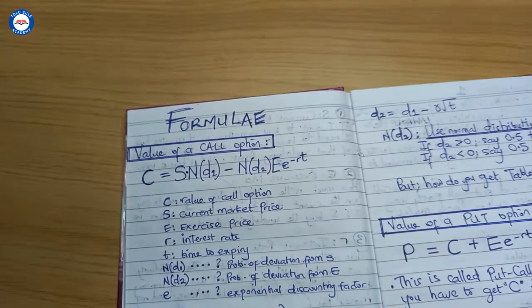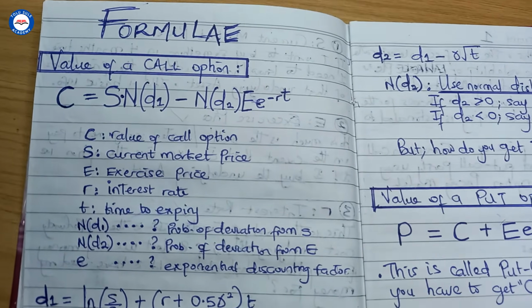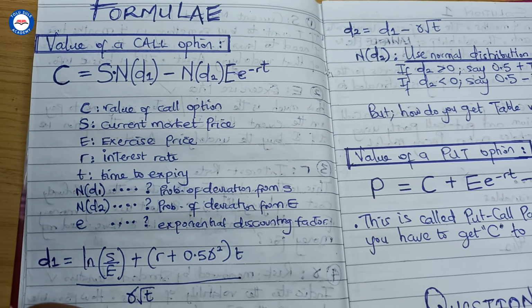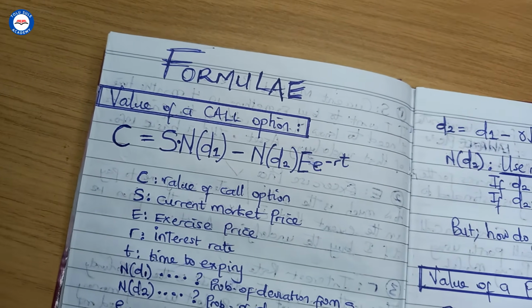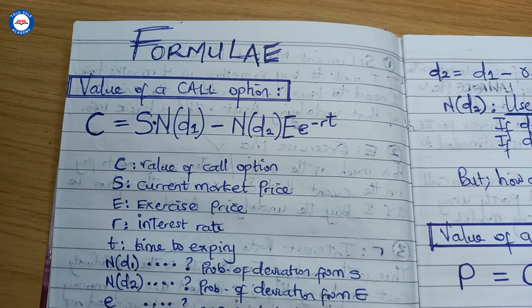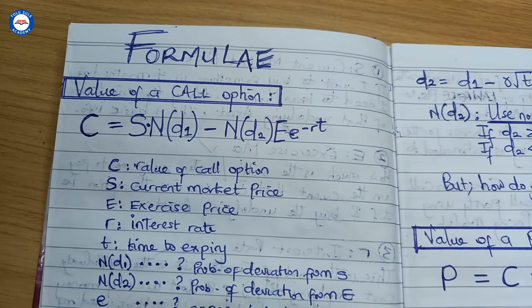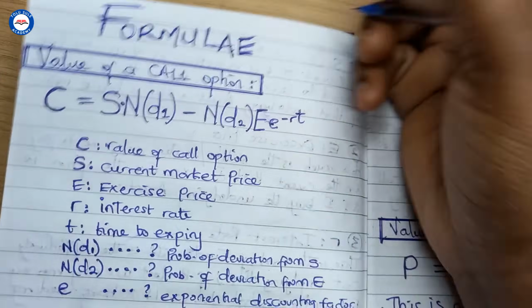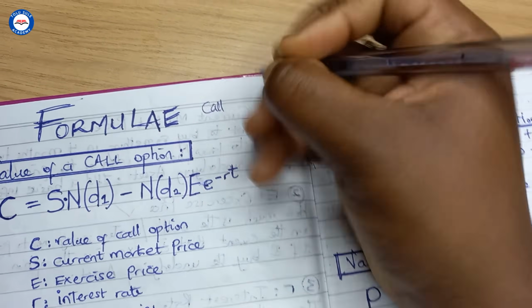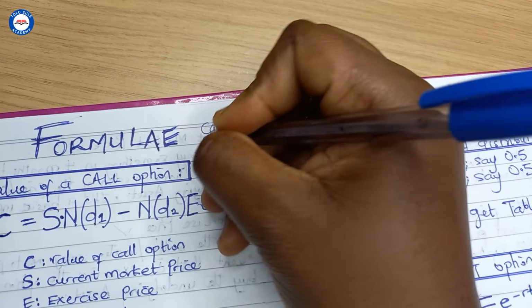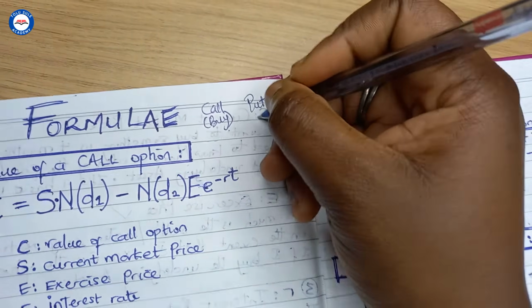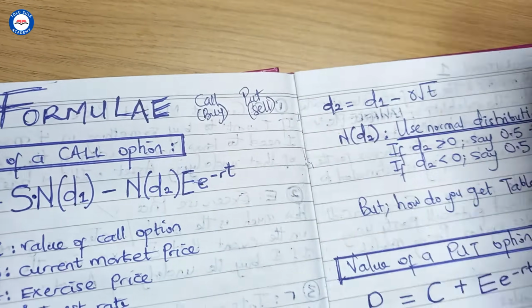Now let's go to the formula. What is this thing you always see in your ICAN exam question at the back? So the value of a call option. Now, don't forget that an option can be a call option or a put option. Call option is when you want to buy, very common. Put option is when you want to sell an asset.